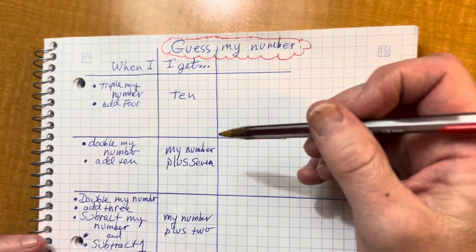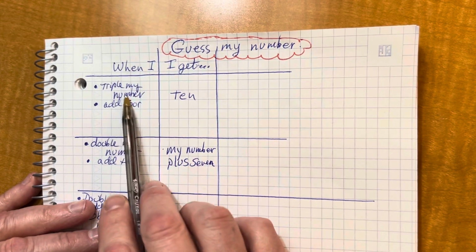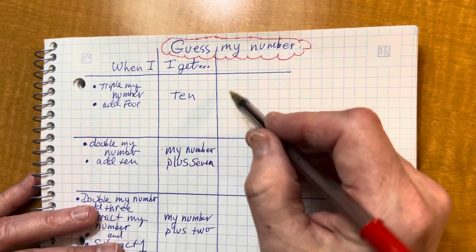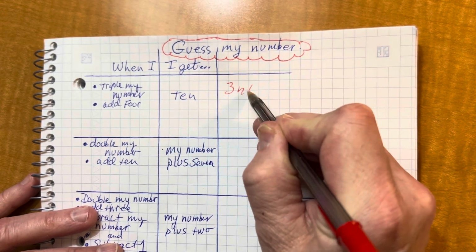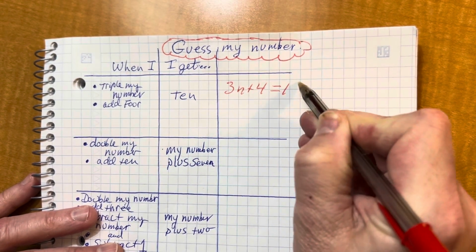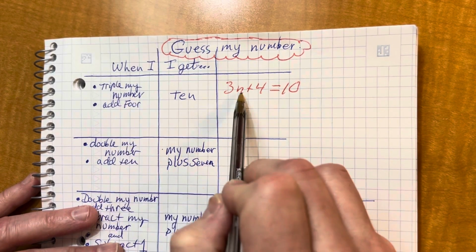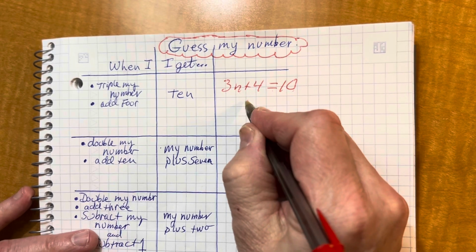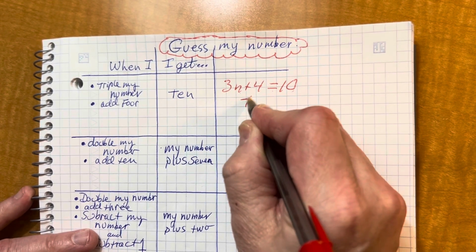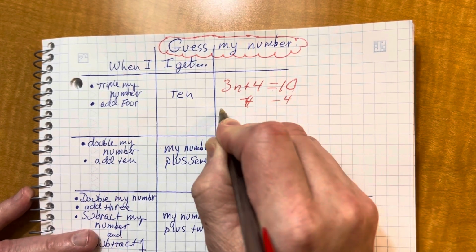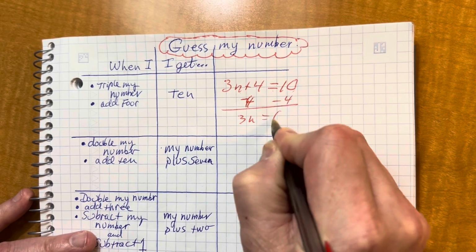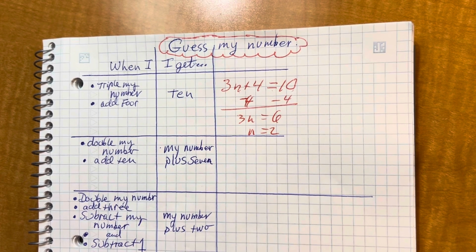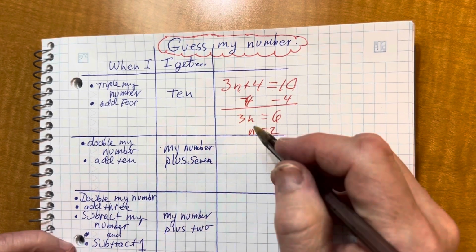And we're back. Here we go. It first says, when I triple my number and add 4, I get 10. Well, if you think about it, that's 3 times a number plus 4 equals 10. So we're going to subtract 4 from each side. 3n equals 6, n equals 2. If you got n equals 2, you are a smart cookie.